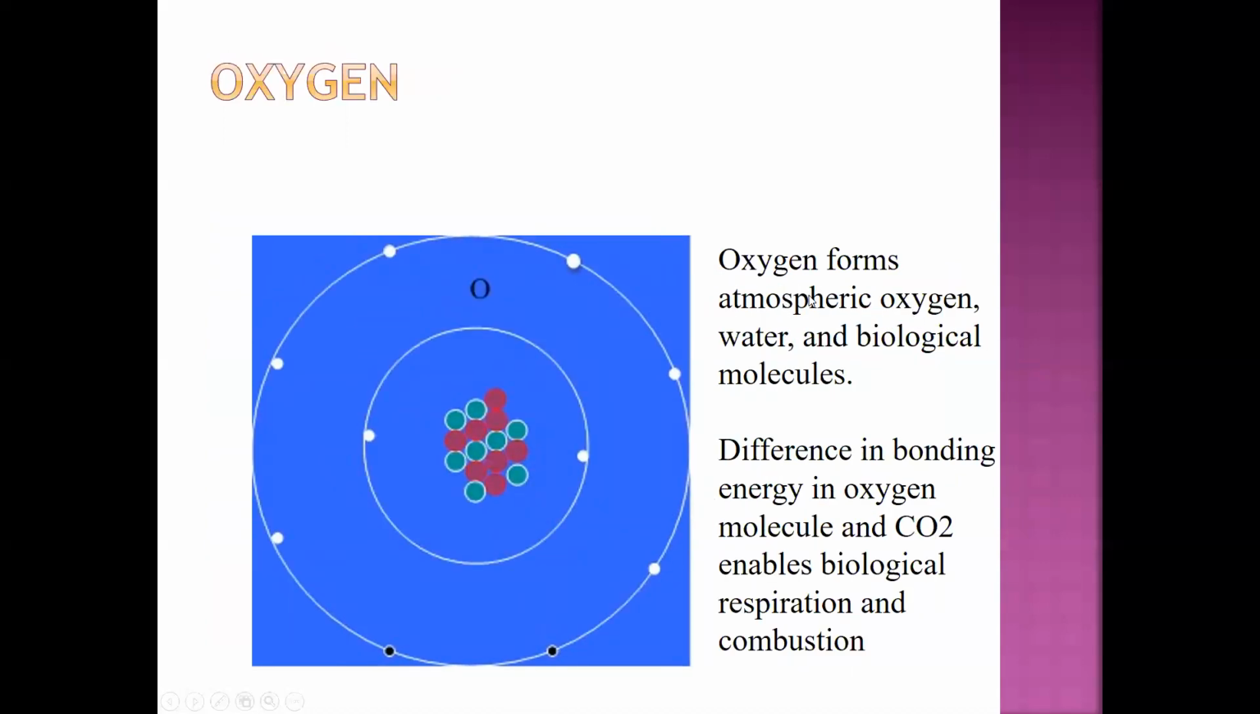Oxygen obviously forms atmospheric oxygen and biological molecules and water. And it has 2 empty electron positions. And so one of the keys to life is that there's a difference in bonding energies in the oxygen molecule and the carbon dioxide molecule, such as is converted during photosynthesis and respiration in animals. So really that's what enables biological energy utilization. And also it's a key factor in combustion.